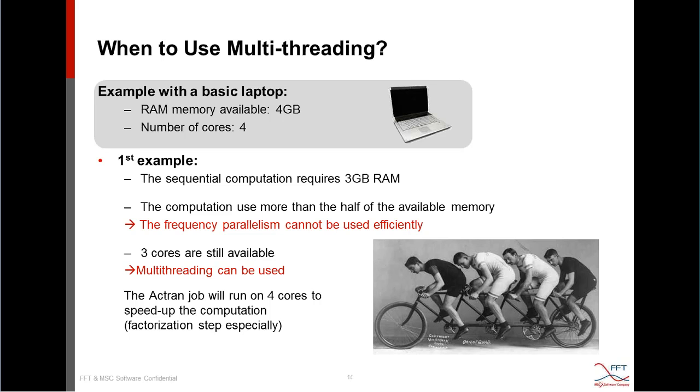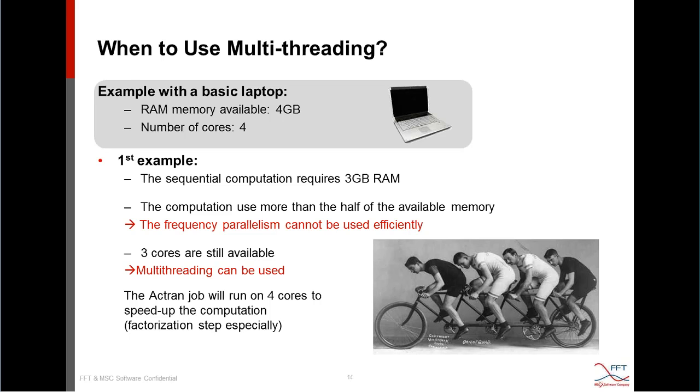But this computation only uses 1 core, and your computer has 4 cores. So 3 cores are not involved currently in the computation. You can use, in fact, these 3 remaining cores thanks to multithreading to speed up the computational time. It means you have now 4 cores that are used at the same time for computing 1 frequency, like 4 people on the same bike. This type of distributed computation will act especially on the factorization step. So that was for the multithreading.